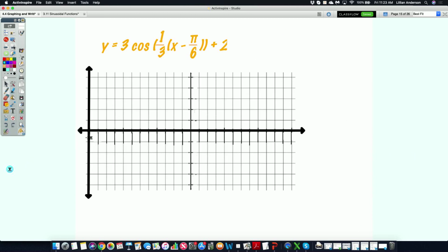Let's look at the next one. 3 cosine of 1/3 x minus pi over 6, plus 2. Describe my transformations. Zach, give me one of my transformations. Up 2. Vegas, give me another one. Right, pi over 6. Kendall, give me another one. Vertical stretch of 3. Very good. And then the last one, Harley.